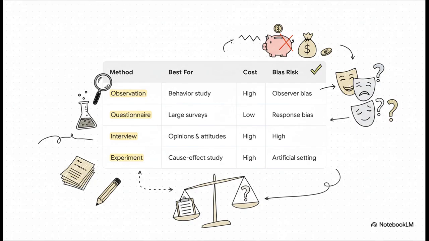An experiment is fantastic for proving cause and effect, but being in a lab can feel a little artificial. Questionnaires are cheap, and they can reach thousands of people, but you can never be totally sure if people are being 100% honest. A good researcher knows which tool is right for which job.